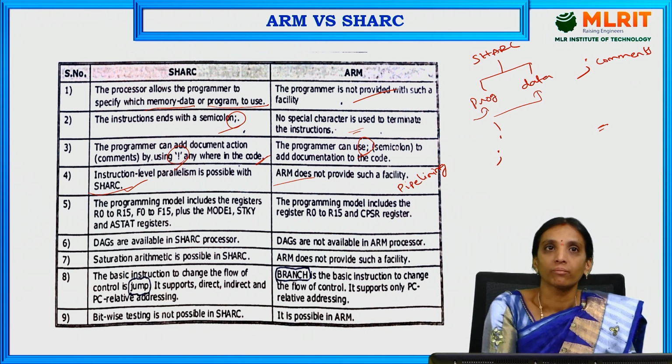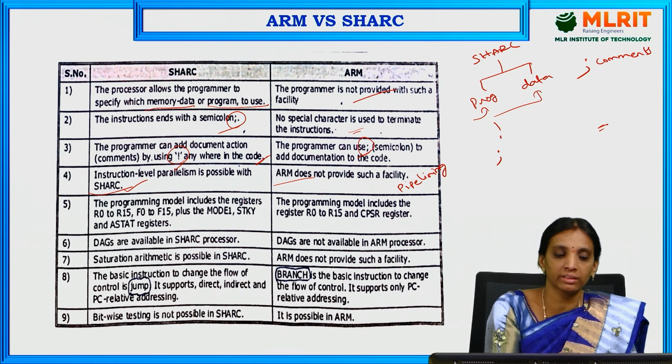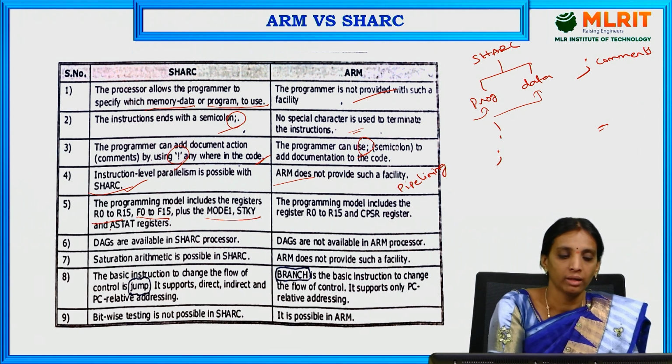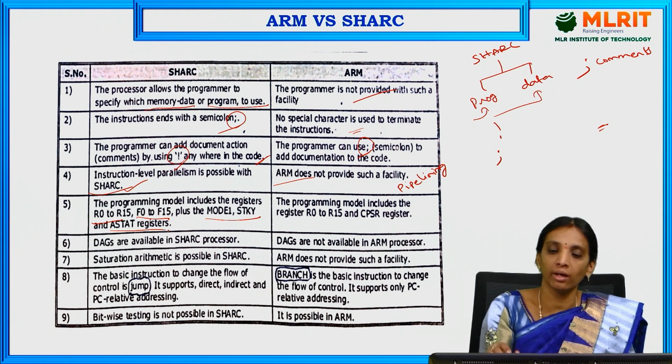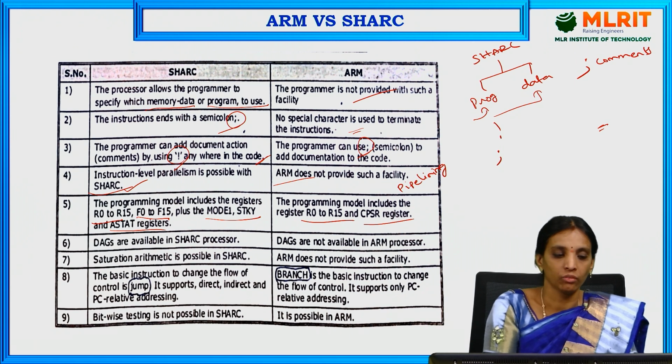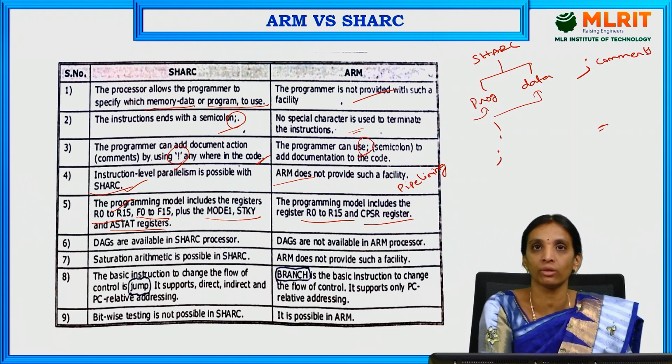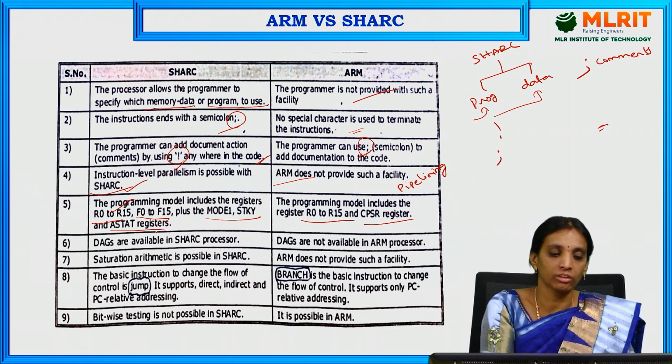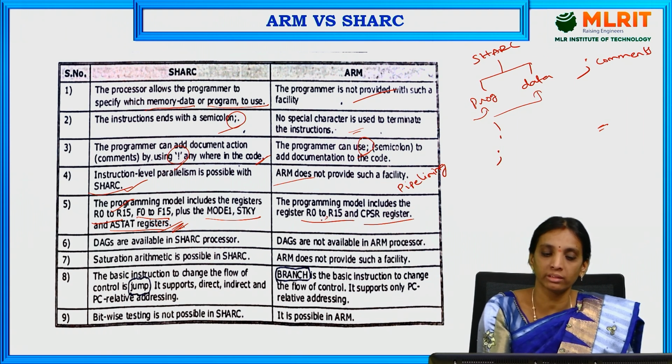Here the programming model includes the registers R0 to R5, F0 to F5 and MODE1 and other registers. Here in ARM we have only the register bank R0 to R15 and the CPSR register. So for the SHARC processor, along with the general purpose registers, we have another 15 registers, F0 to F15, and other registers which are special purpose registers. In our ARM processor, we have the register bank used for general purpose registers and only one special purpose register, which is CPSR.